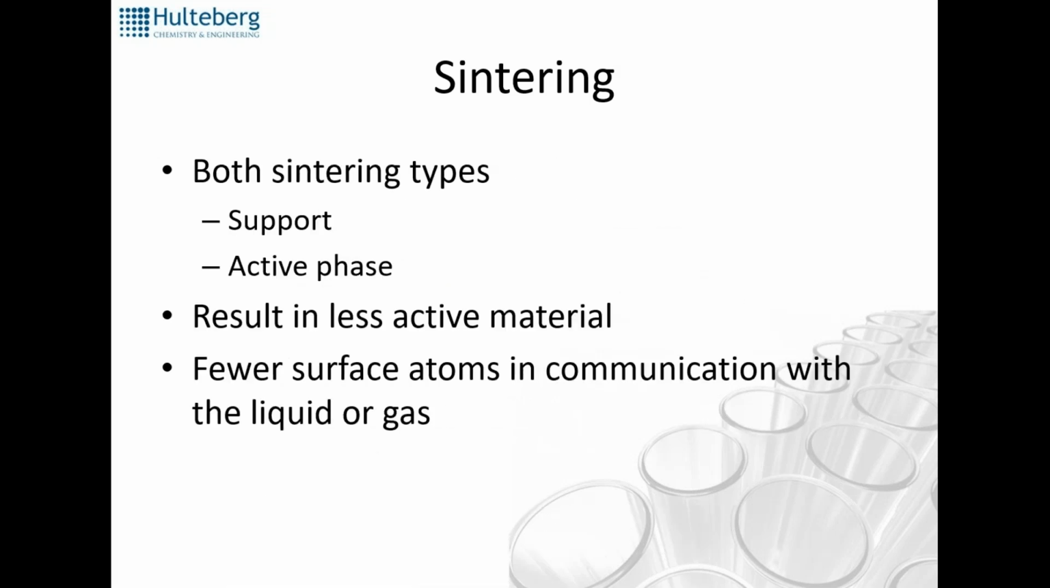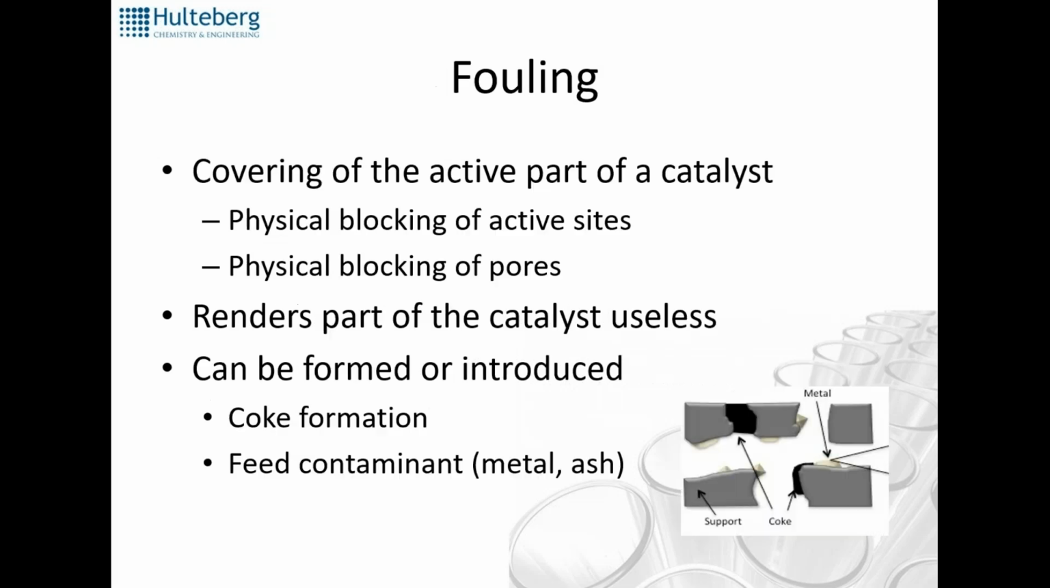So to summarize, both sintering types, both the support sintering and the active phase sintering, result in less active material. That means that there are fewer surface atoms in communication with the liquid or the gas that we need to react. So by combining the crystallites into larger sizes, we end up with less active surface area.